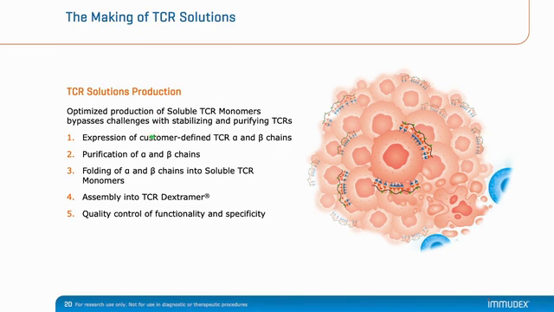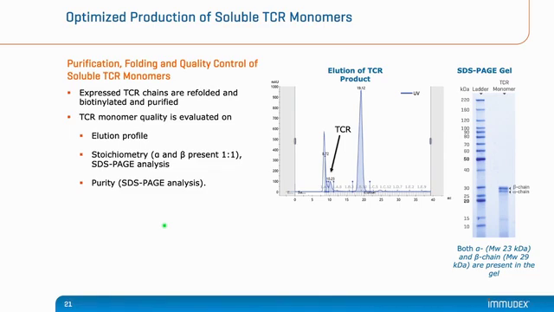Once we created and purified these TCRs, we can assemble them into TCR Dextramer reagents, and we can then use these reagents for their final purpose following a number of quality control steps. Here's a quick example of how the production looks. The individual TCR chains are produced in bacteria, and the TCR is subsequently refolded and biotinylated. After purification, the TCR, as you see here, this small peak here, is tested for purity.